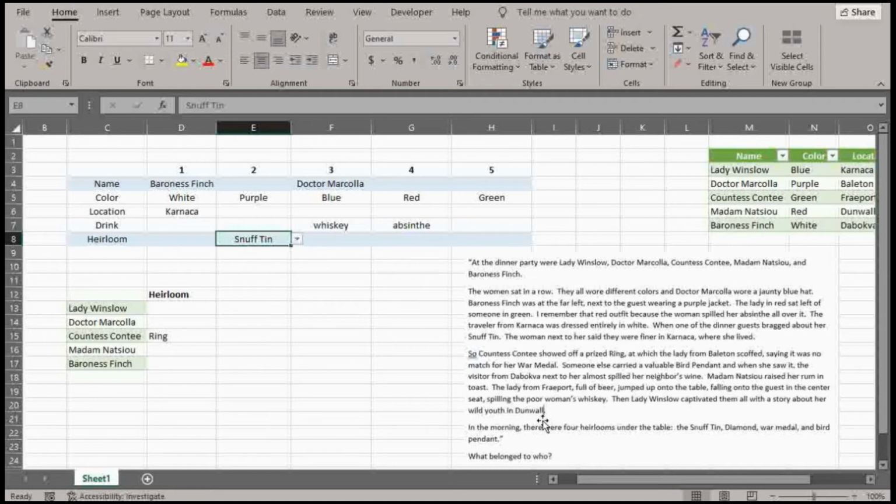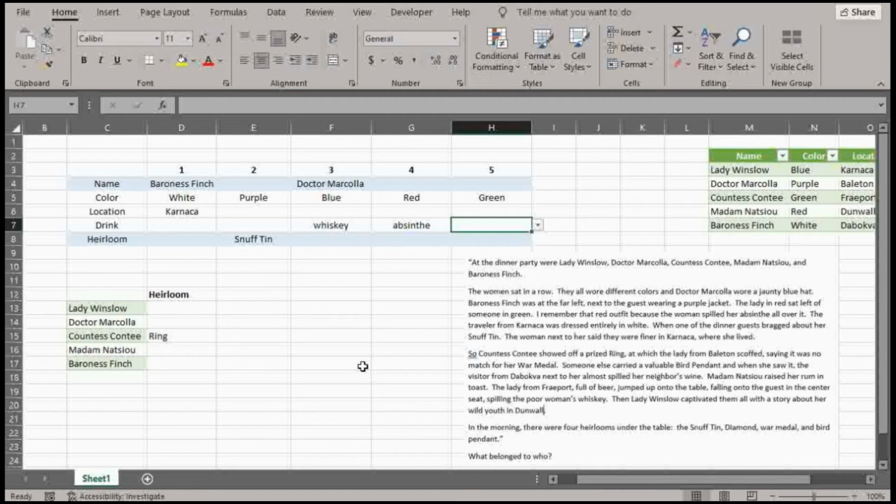Okay, so this is where it gets a little bit trickier. Countess Conte showed up a prize ring. I wrote that in just as a placeholder, because this is ultimately what we want. At which the lady from Bailton scoffed, saying it was no match for her war medal. Okay, we don't know who yet. Someone else carried a bird pendant, and when she saw it, the visitor from Dacvada next to her almost spilled her neighbor's wine. So we do have three spaces for drinks.